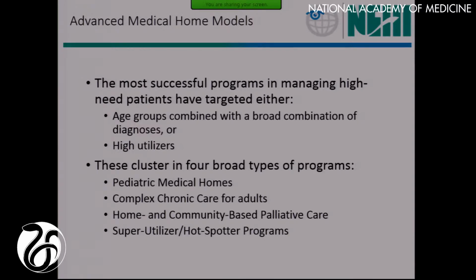They're either dealing with the pediatric population, and the advanced medical home is the particularly well-known version there. Complex chronic programs for adults, which includes some advancing illness, and some of that gets included in the home and community-based palliative care programs, and then the superutilizer and hotspotter programs.